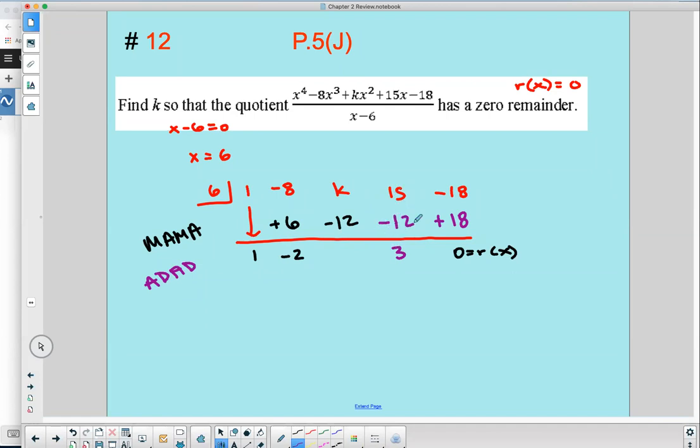So now we know this number. So now I'm back to dividing. What is -12 divided by 6? 2. +2 or -2? Needs to be a -2. So this number right here is going to be a -2. -2 times 6 would be -12. All right, so now I get to the problem.